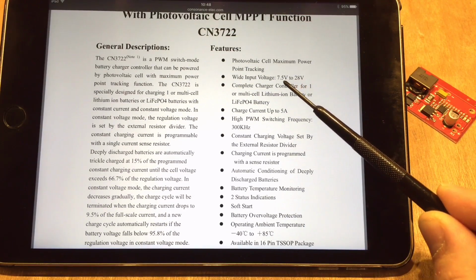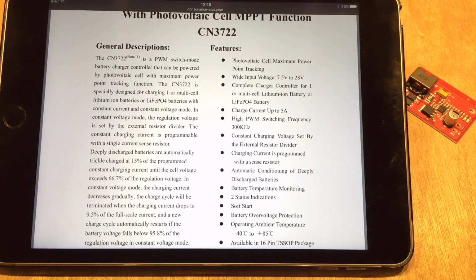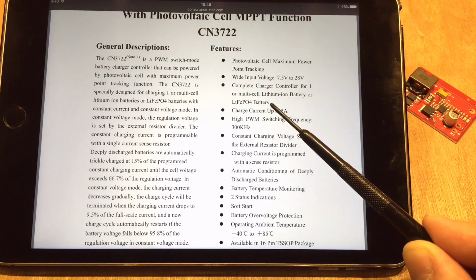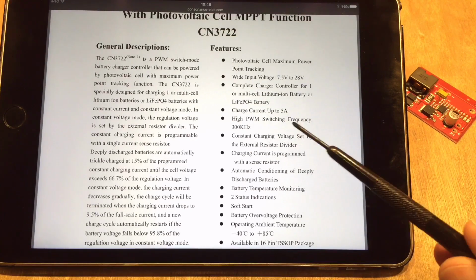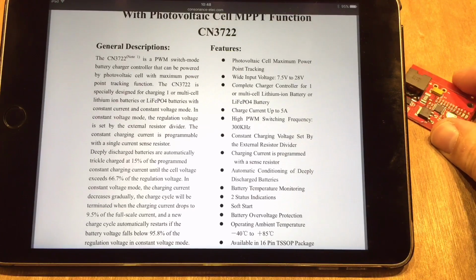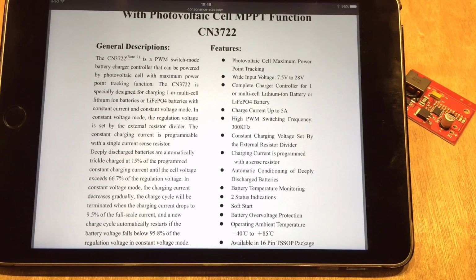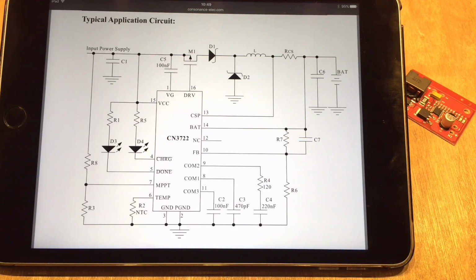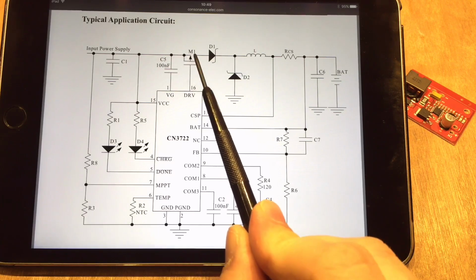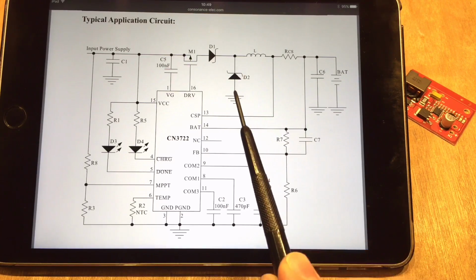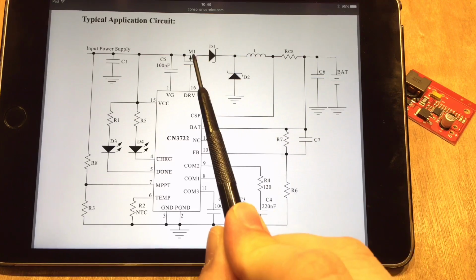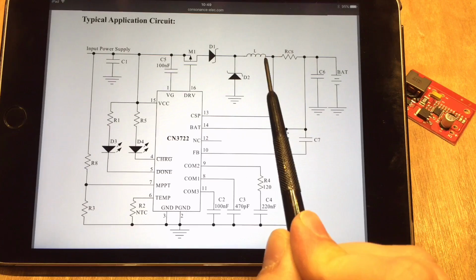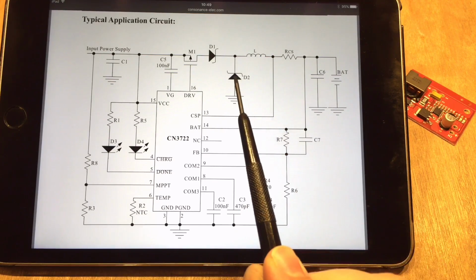Input, so your solar panel can be anything from 7.5 to 28 volts. It's a multi-cell lithium ion or LiPo battery charger, up to 5 amps. PWM switching there on the DC to DC converter. And moving down the datasheet, we find the typical application circuit. And so we can see straight away there is this P-channel MOSFET here, a diode, this diode tied to ground, and the inductor. So it is definitely doing DC to DC conversion, because that's a typical buck converter there.